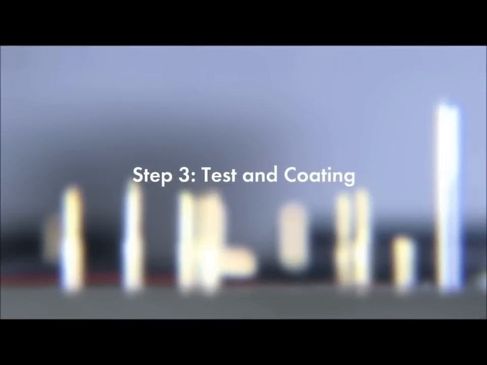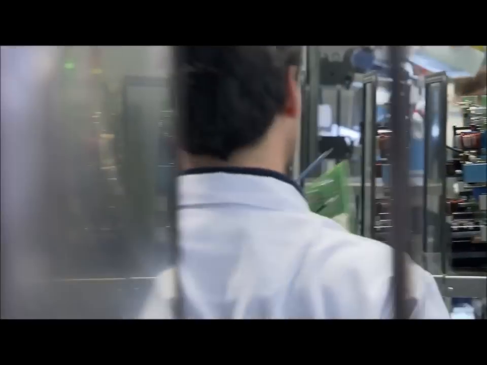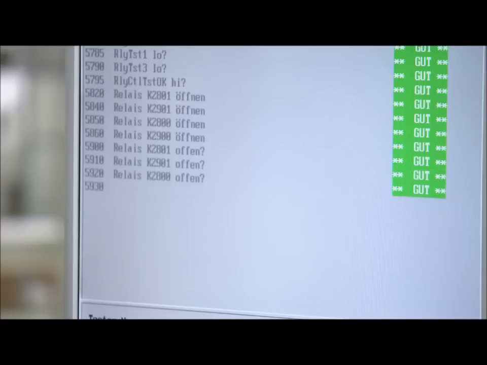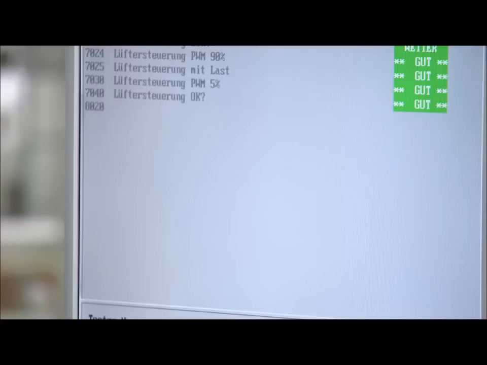Last step, test and coating. Once cool, each board is electrically checked. Are all of the components in their place? Are they the correct values? Does the board perform electronically?